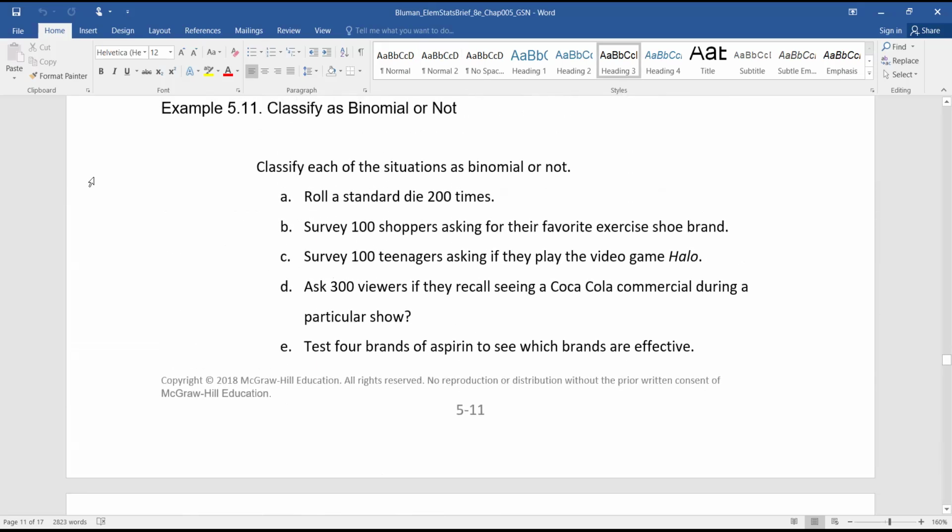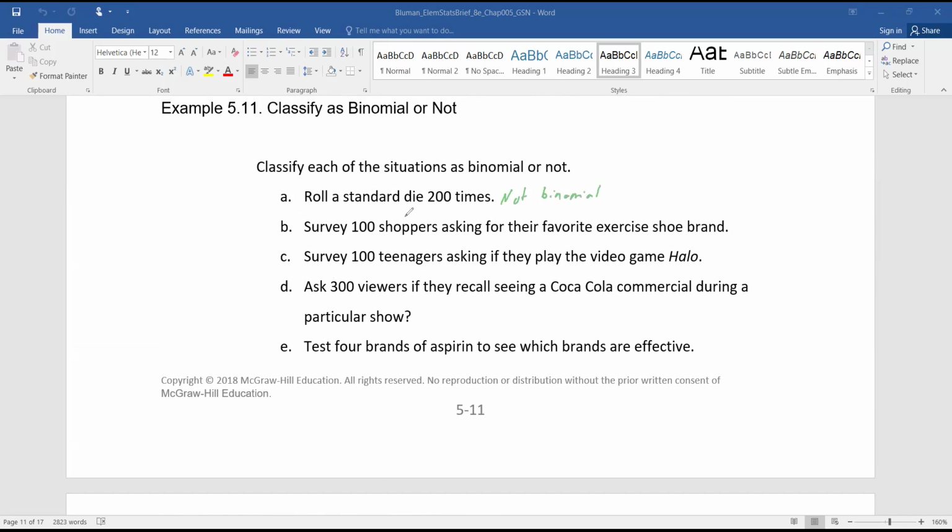All right, so let's look at example 11 here. We're going to classify each one of these as if it is a binomial or not. All right, so when I first look at these, it says roll a standard die 200 times. This situation is not going to be a binomial because it did not specify, am I looking for it landing on 1 or not 1? So this is not a binomial. There are 6 outcomes here. I needed to get it down to 2.